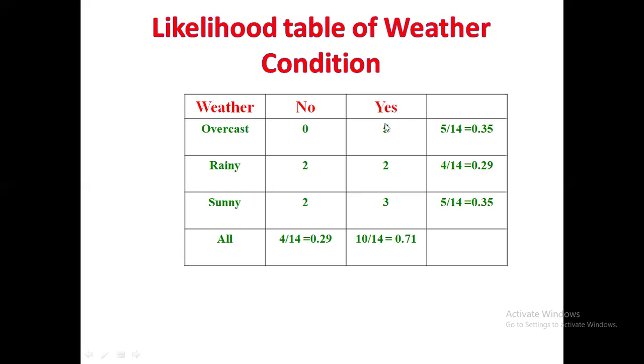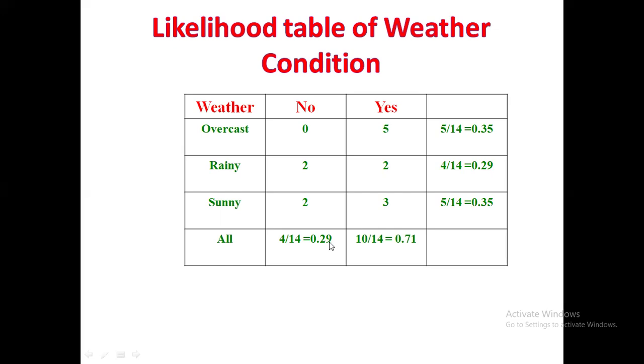In the numerator, 5 divided by the total values you are calculating. 5 divided by 14 is equal to 0.35. So our probability of overcast, both no and yes, is 0.35. And the rainy 2 plus 2, 4 divided by 14, 0.29. Sunny 2 plus 3, 5 divided by 14, 0.35. And for the probability of no, 4 divided by 14, 0.29. And 5 plus 2 plus 3, 10 divided by 14, 0.71.